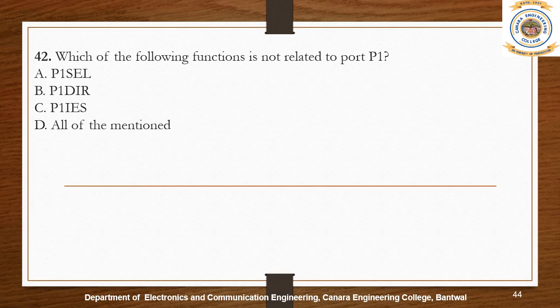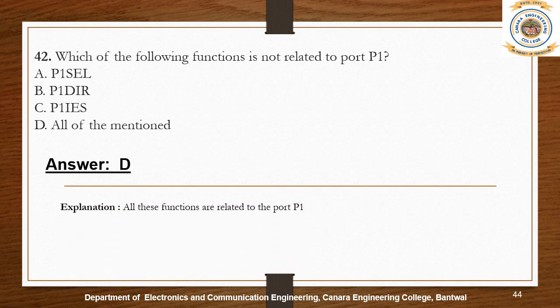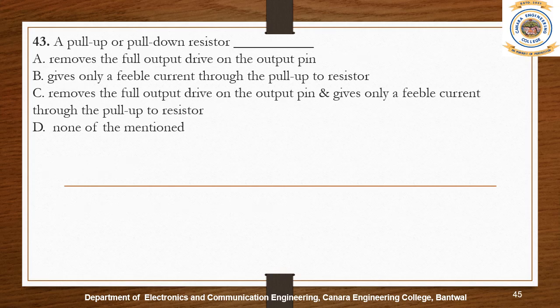So a single pin will have multiple functionality in the case of processors. In order to select a particular function, we will have corresponding registers such as P1 out, P1 in. We will have the port 1 select register, the port 1 direction register, and interrupt enable registers. In this particular question, all the registers mentioned here correspond to port 1.